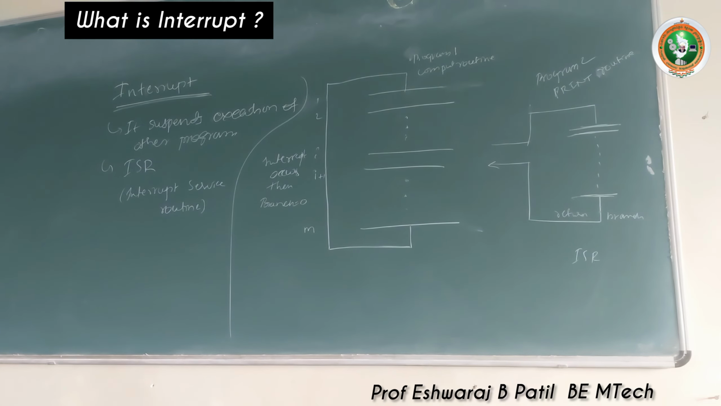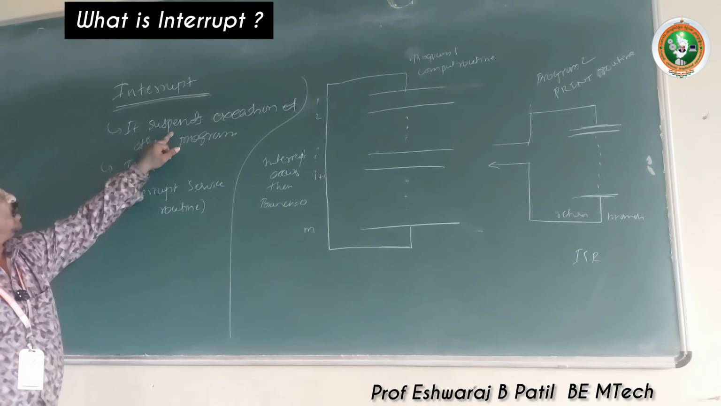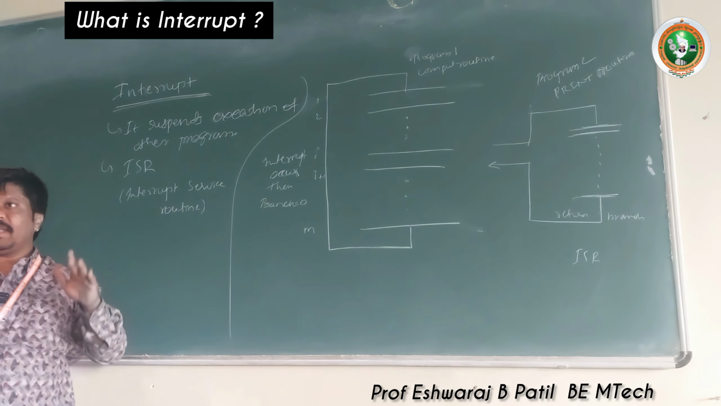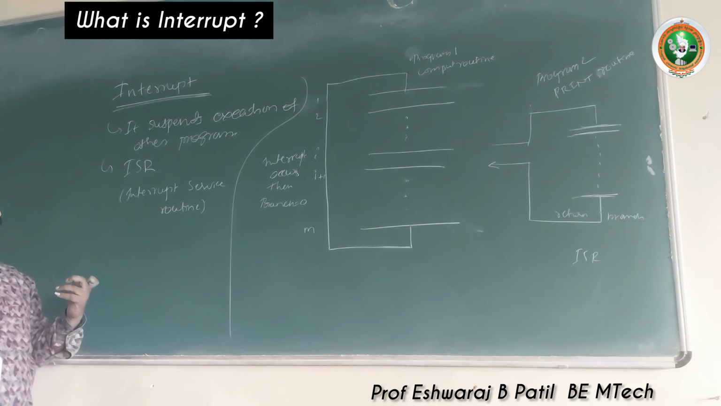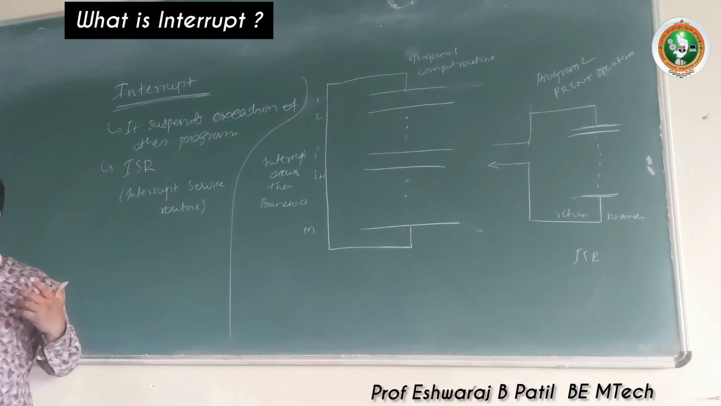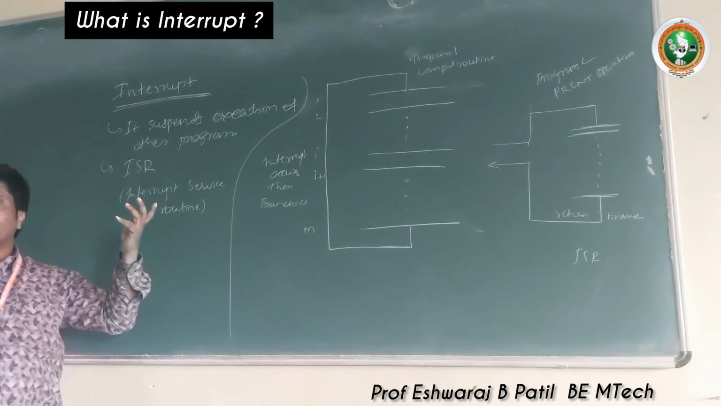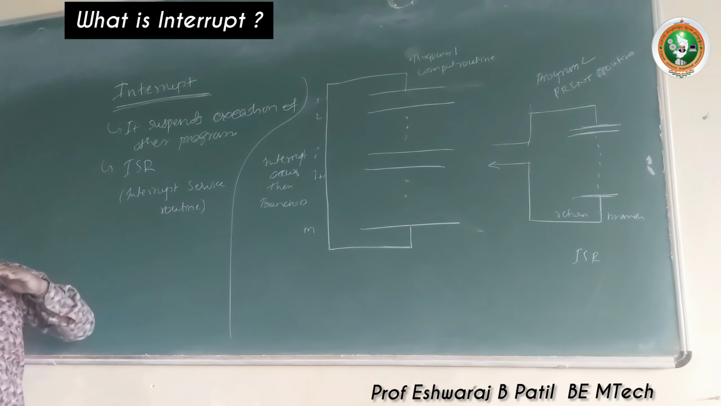What is the interrupt? Interrupt is nothing but an event. It suspends the execution of the other program. If some program is running and at that time a request comes from some other device, the main program will be suspended. Suspended means it stops completely.